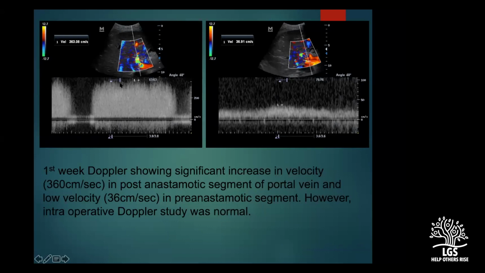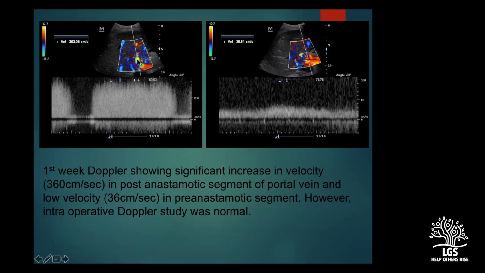But if you see the velocity of the portal vein showing a significant increase like this, then we have to suspect portal vein stenosis. Especially if in the post-stenotic segment, you see multiple colors, that's turbulent flow. When you have this turbulent flow, you see multiple colors on the color Doppler. And you will also see the flow is significant.